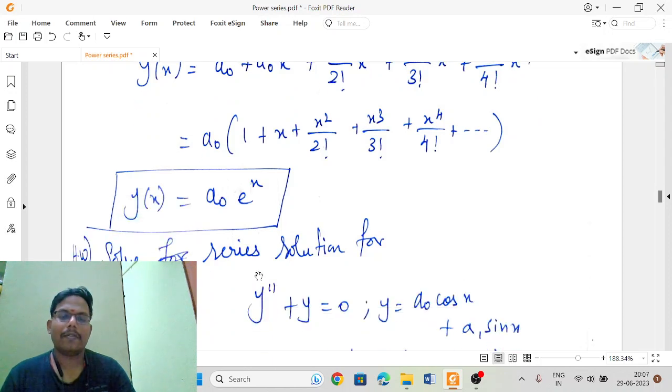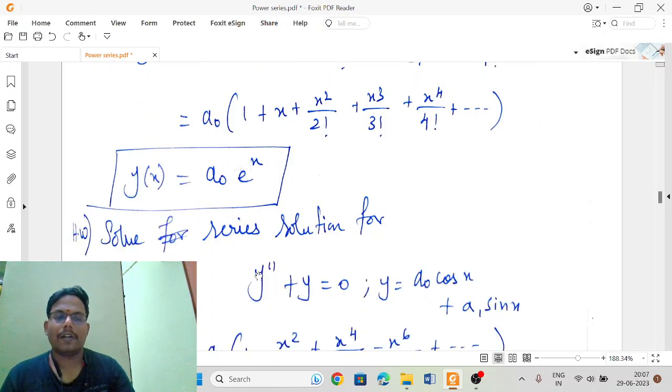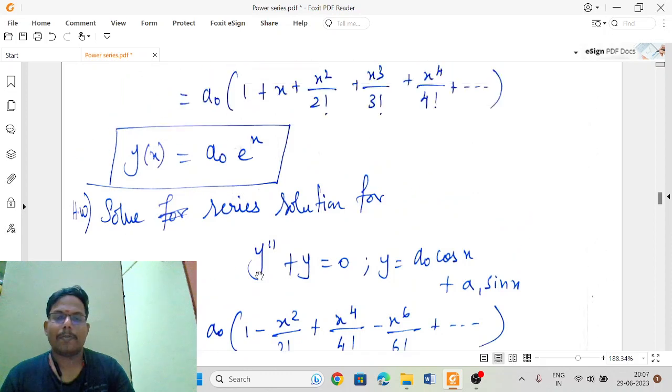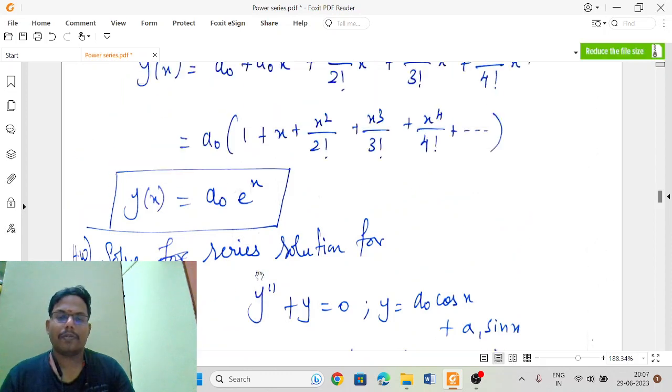Here we have some example problems. You can try to solve this, and you can post your answer in the comment box.